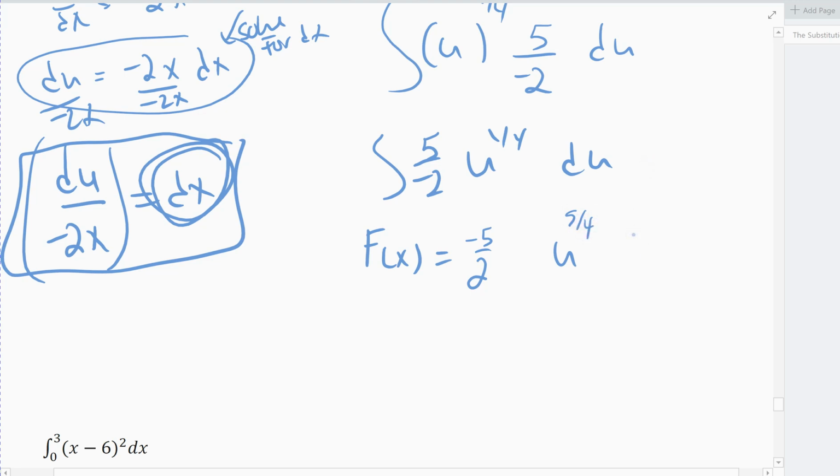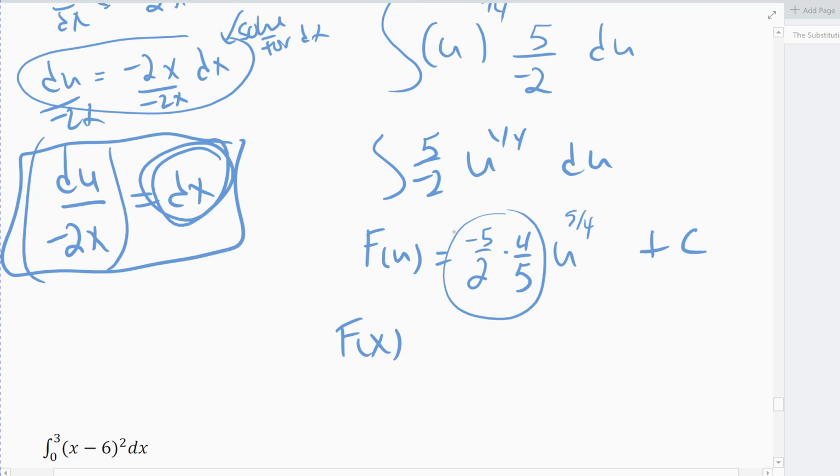Remember, you don't divide by 5/4. You rewrite it as multiplied by the reciprocal. So I'm going to multiply by 4/5. And then there's the constant I don't want to forget. And I put x instead of u here. Alright, last step is to replace my terms with x, and I'm going to go ahead and simplify.